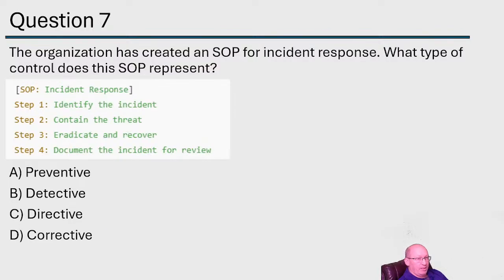There it is. All right, question number 7. The organization has created an SOP for incident response. What type of control does this SOP represent? What is an SOP? We see our incident response. We need to identify the incident, contain the threat, eradicate and recover, and then document the incident for review. We have a 4-step process. What type of control is this? What do you think? Preventive, detective, directive, or corrective?